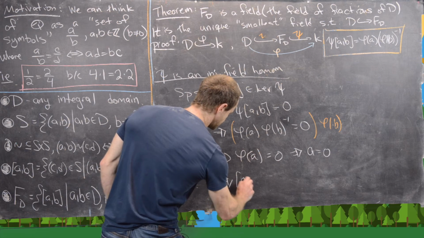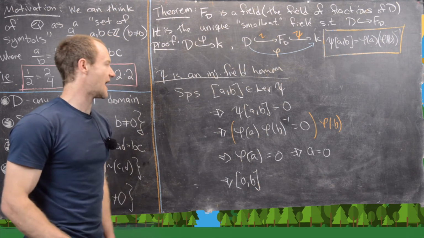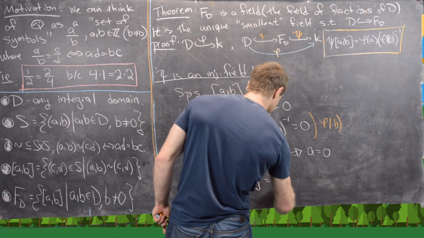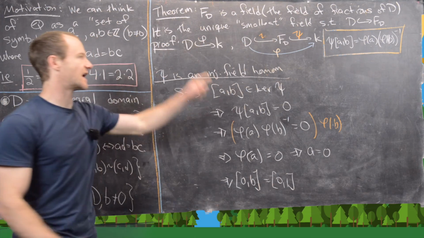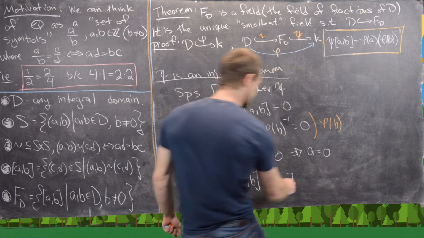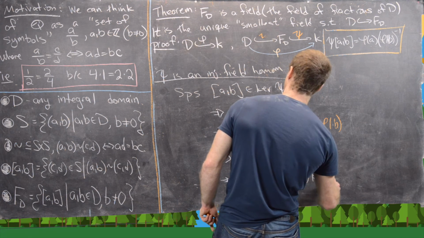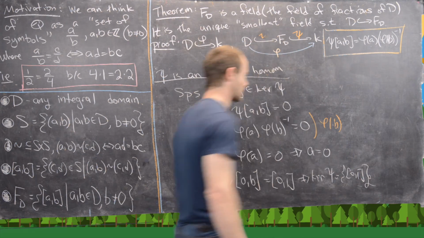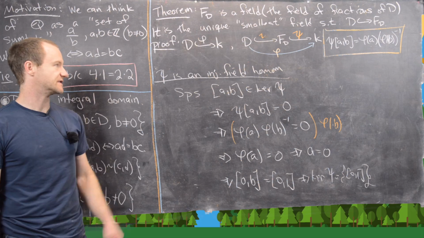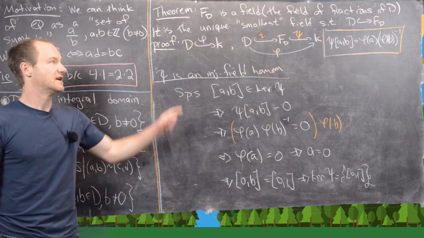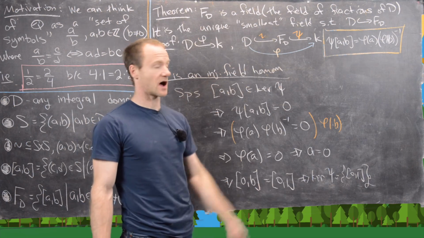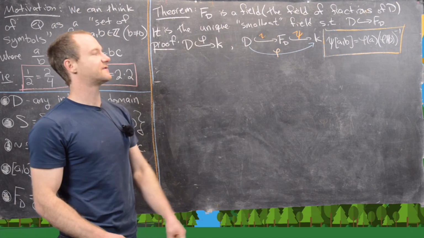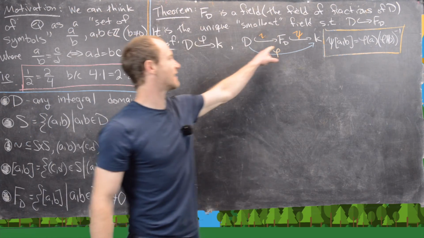But that means that our original element was A comma B. But that means our original element was 0 comma B, but 0 comma B is the same thing as 0 comma 1 inside of FD. But what that tells us is the kernel of psi is trivial. In other words, it's 0 comma 1, but the kernel being trivial is the same thing as psi being injective. Okay, so we have psi being injective. The next thing that we want to do is show that the composition works this way. So we're almost done. We've shown that psi defines an injective field homomorphism from FD to K.